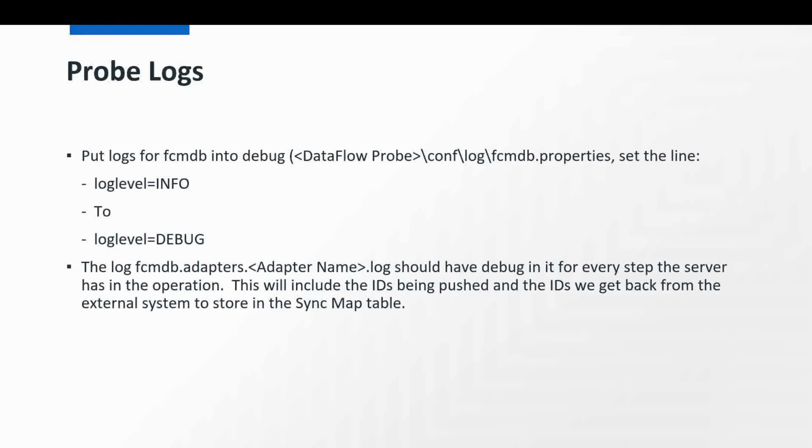On the probe, you can put FCMDB into debug in the dataflow probe installation directory, /conf/log/fcmdb.properties. Set the line that is log level equals info to log level equals debug. And then in the log file, there's going to be an fcmdb.adapters.adaptername.log. The adapter name is the actual name of the integration point. This will include the IDs that are being pushed and the IDs we get back from the external system to store in the sync map table.